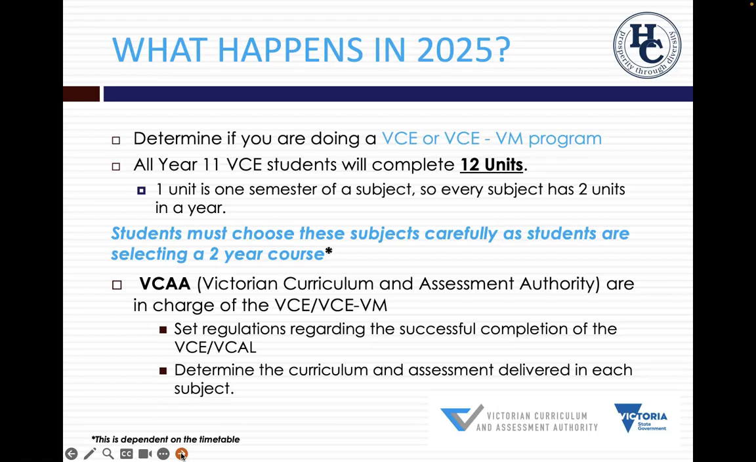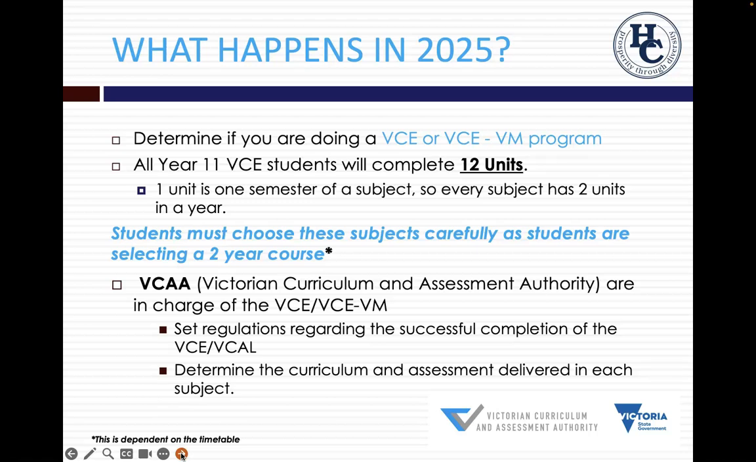And if we think about within the VCE, this is made up of one unit being equivalent to one semester of a subject. So each subject at Year 11, you complete 2 units, which means we're studying 6 units in each semester.